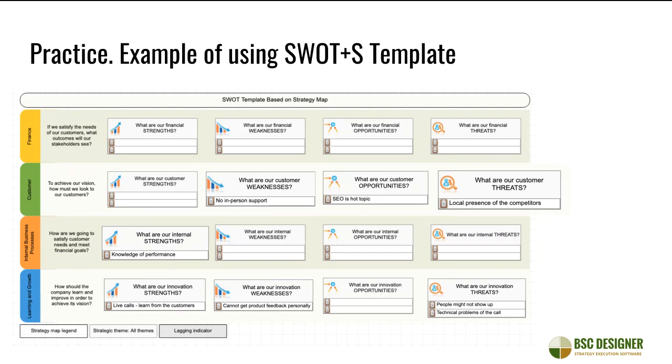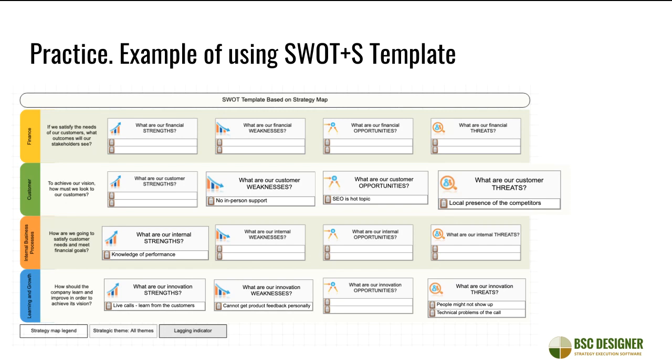So again, instead of using just the four perspectives of classical SWOT, we extended the matrix with four perspectives: finance, customer, internal business processes, learning and growth.